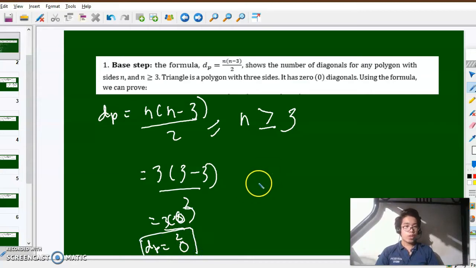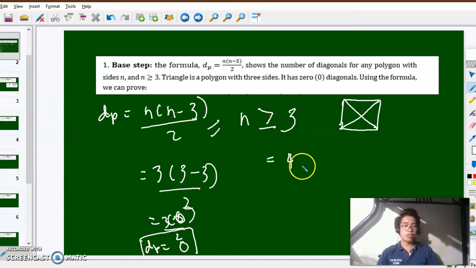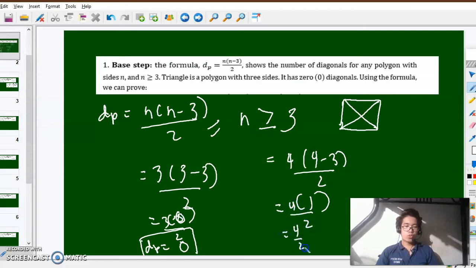How about for a square or a quadrilateral? A quadrilateral, for example this one, has 2 diagonals. Let's use this formula to find the number of diagonals for a quadrilateral. What's the value of n? It's 4, the number of sides. So 4 times (4 minus 3) all over 2. What's 4 minus 3? That's simply 1, times 4 all over 2. That's 4 over 2, which is simply 2. Therefore, we proved the number of diagonals for the second case.